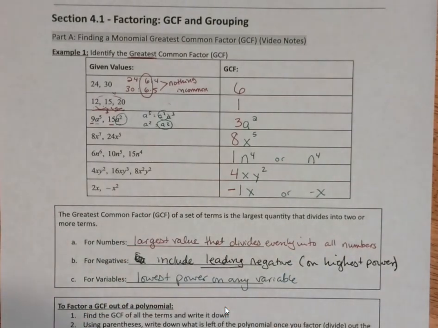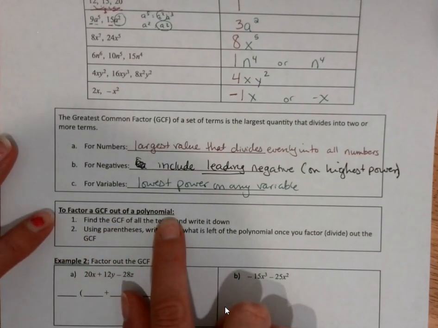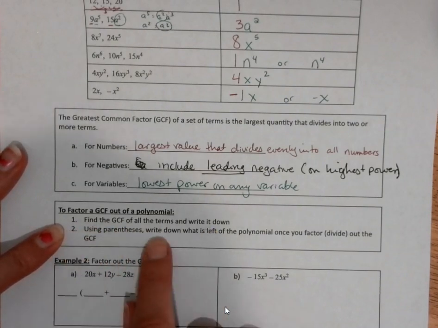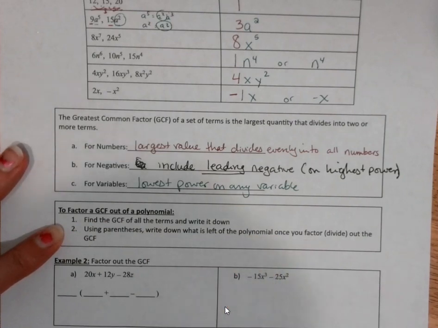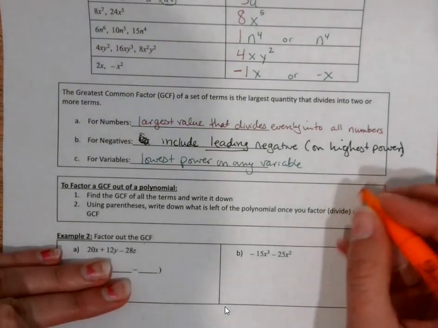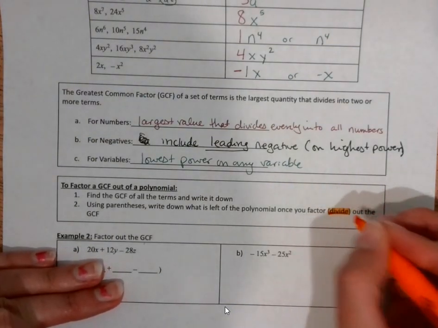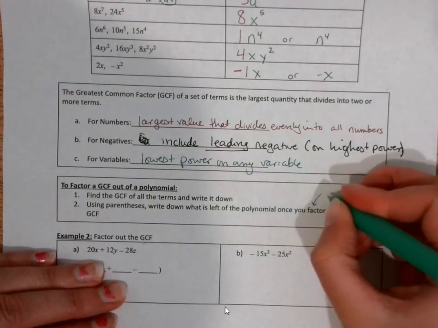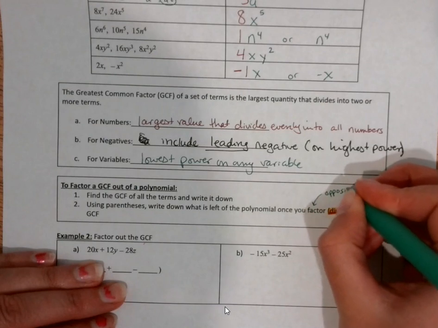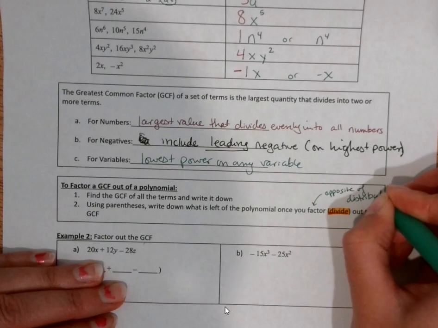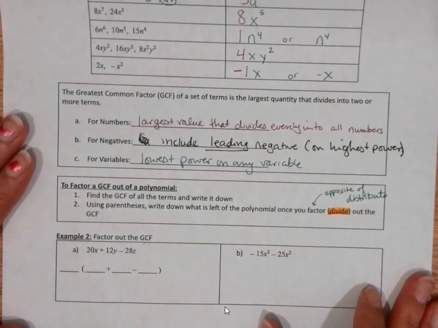Now to actually do some factoring with these, looking at the next one, how to factor out a greatest common factor of a polynomial. I'm going to find the GCF first, write it down. Using parentheses, write down what is left once you factor, and again, factor means divide. Remember, factoring is the opposite of the distributive property. The distributive property is multiply, factoring is divide. So our goal here is to have something that looks like it hasn't been distributed yet.